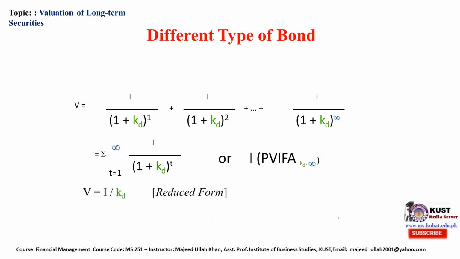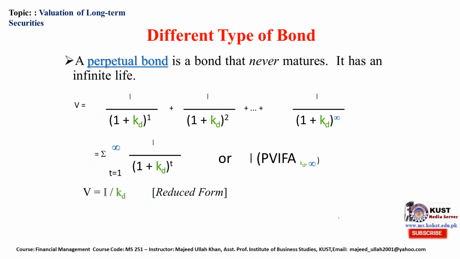Different types of bonds. Let's suppose we say that a bond has a zero coupon rate, is issued, and has no maturity. That is called a perpetual bond.